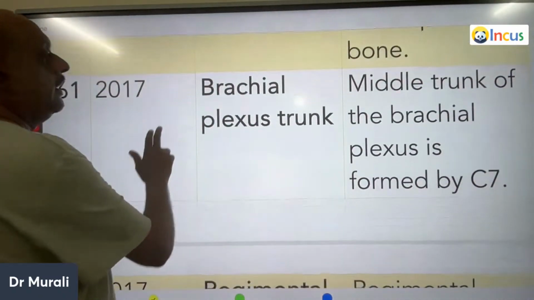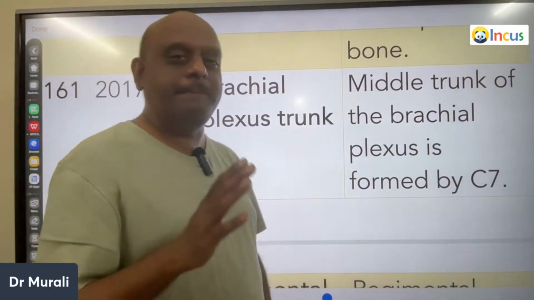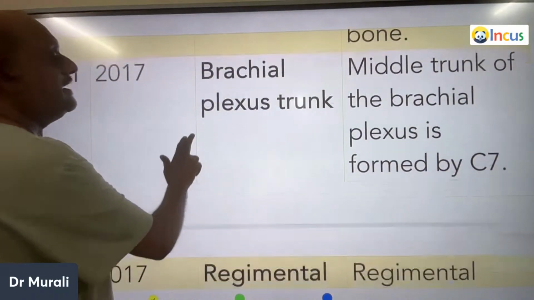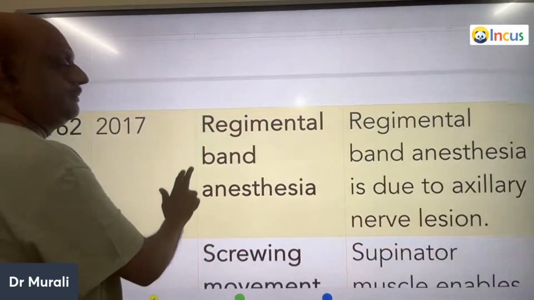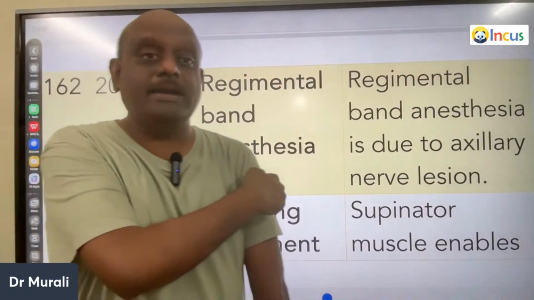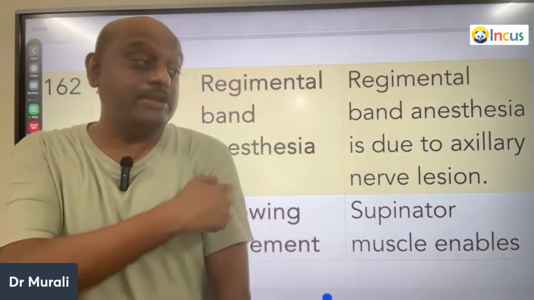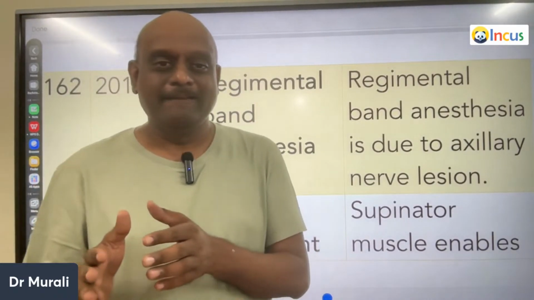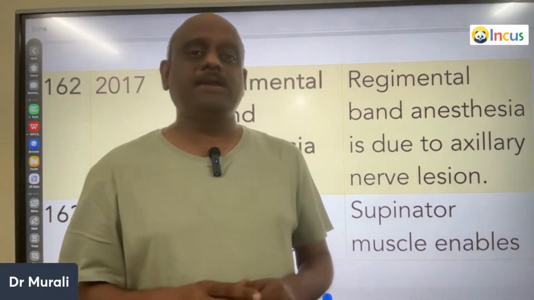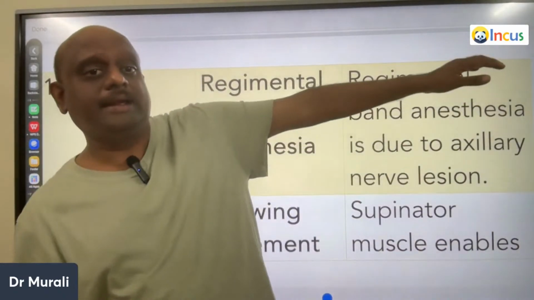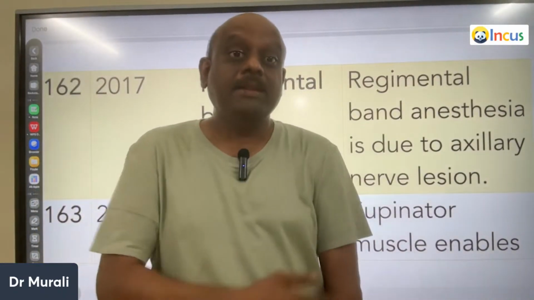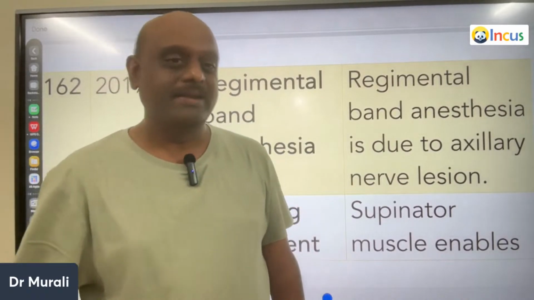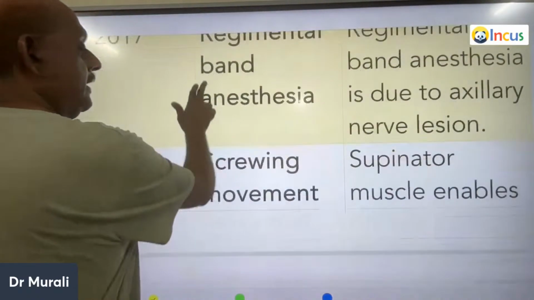Now, the middle trunk of the brachial plexus is formed by C7, which is what you should know. And where do you get the regimental badge anesthesia? Yesterday also we discussed. Whenever axillary nerve injury is there, deltoid is the muscle which is paralyzed. That's the reason 15 to 90 degrees abduction is difficult. And there is a loss of sensation in the area of the regimental badge, which is what you should remember.